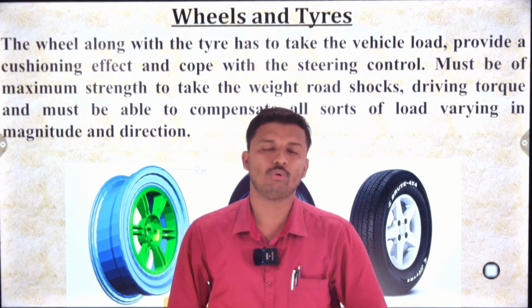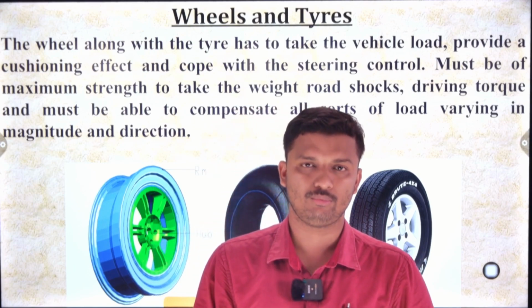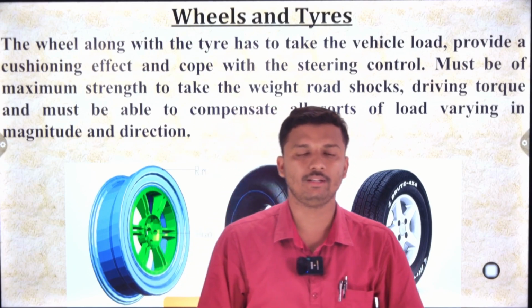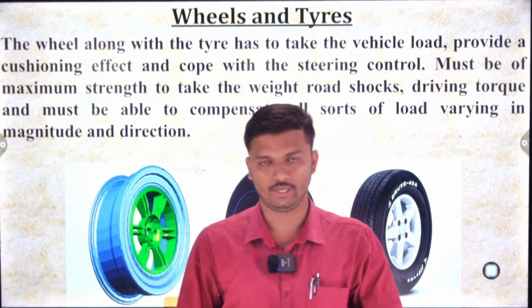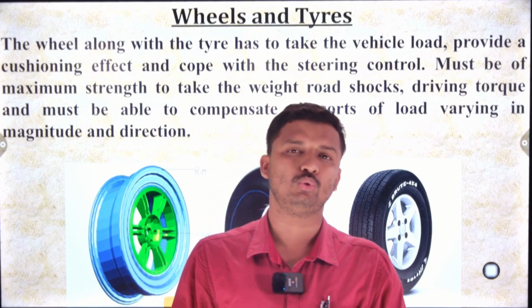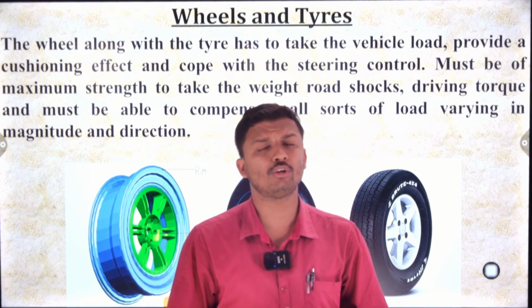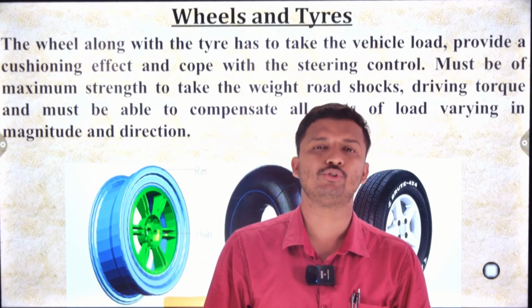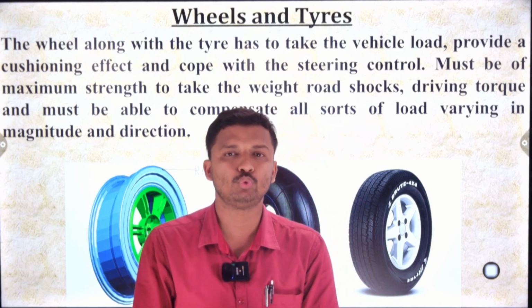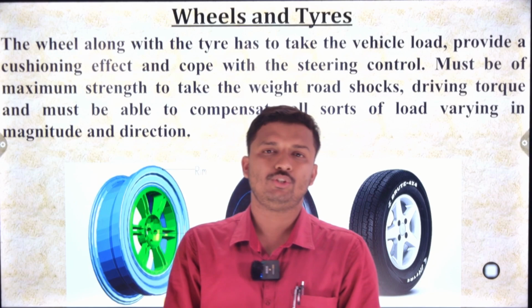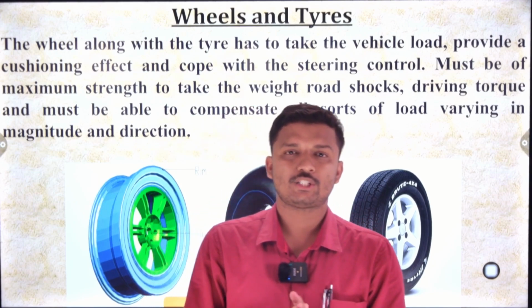But today we are going to study the last component of the transmission system of the automobile, that is wheels and tires. The torque produced by the engine goes through the flywheel, then the clutch, then the gearbox to the propeller shaft by means of the universal joint, then the differential. Finally, the main objective is to flow the torque from the engine to the wheels of the vehicle. The wheels are the last part of the transmission system.